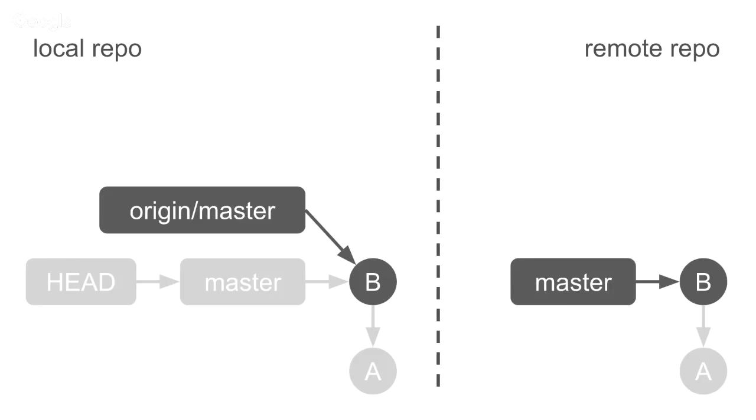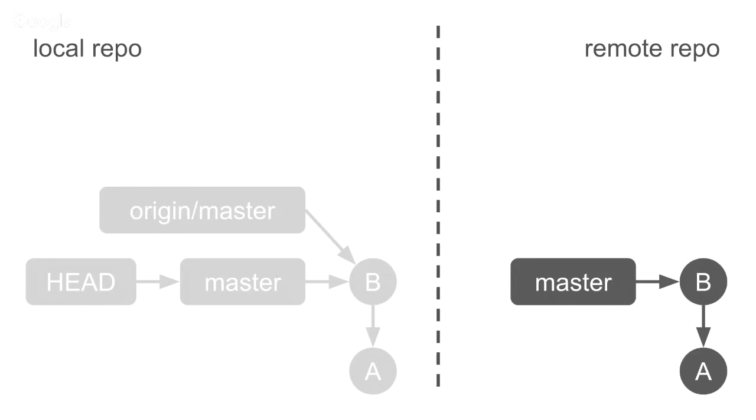But this remote master branch is represented on our local repo with the origin master reference. That means it's just a little bit different name with this origin prefix. And again, on the remote repo we've got those, let's say, 3 pieces of information.